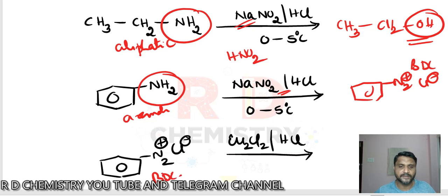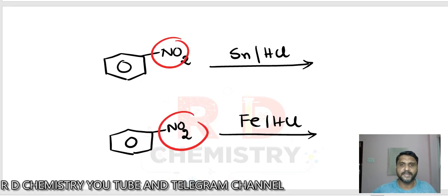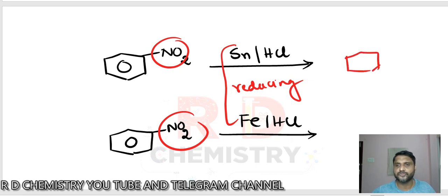Next one here, benzene diazonium chloride is there, and they treat it with cuprous chloride and HCl. So we are introducing the chlorine atom here, and we'll get chlorobenzene. Okay, right? Here we have got a nitro group, with tin and HCl. Both these reagents are reducing agents. What is a reducing agent? It adds hydrogens and removes oxygen. So finally we get the NH2 group. NO2 becomes NH2 in both the cases. Okay, right? So both are reducing agents.